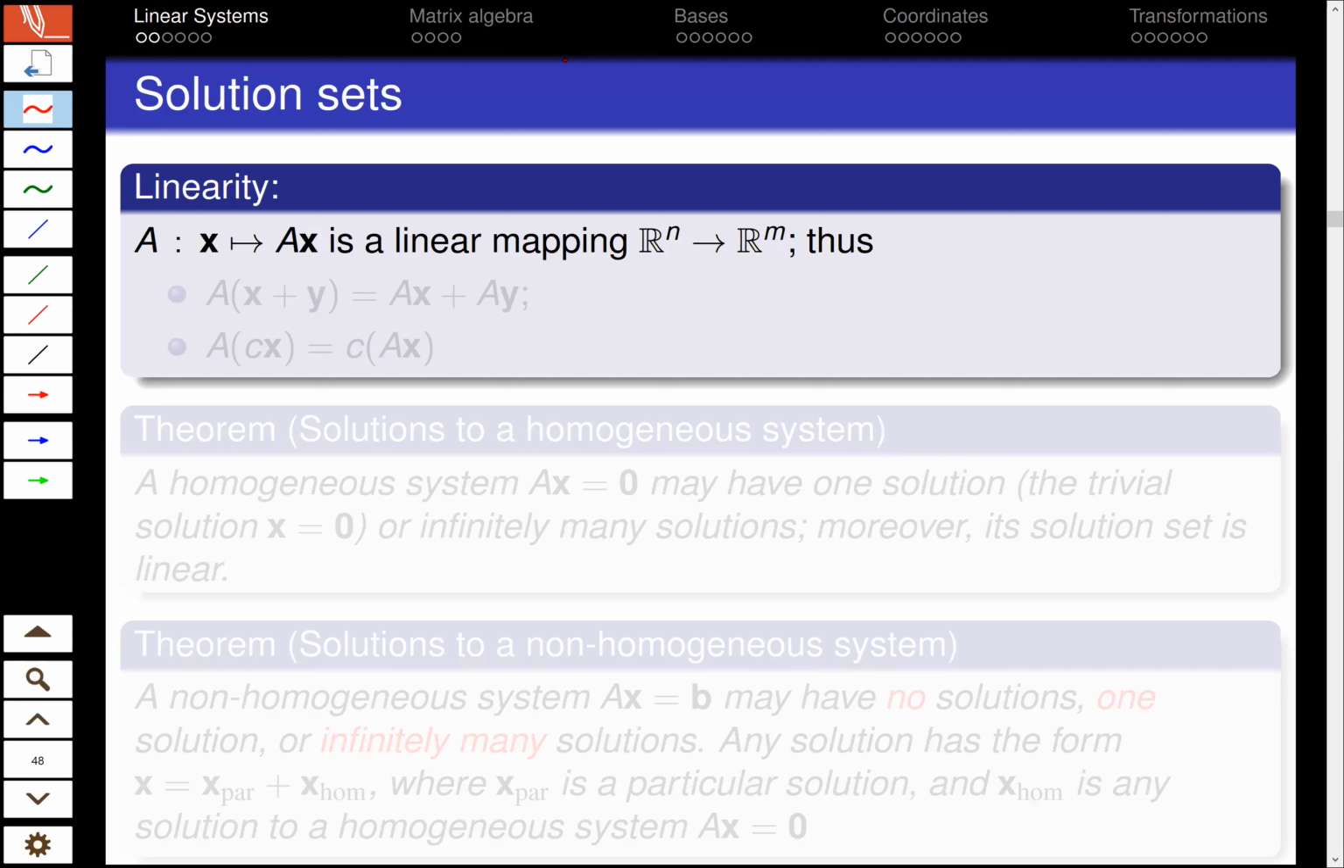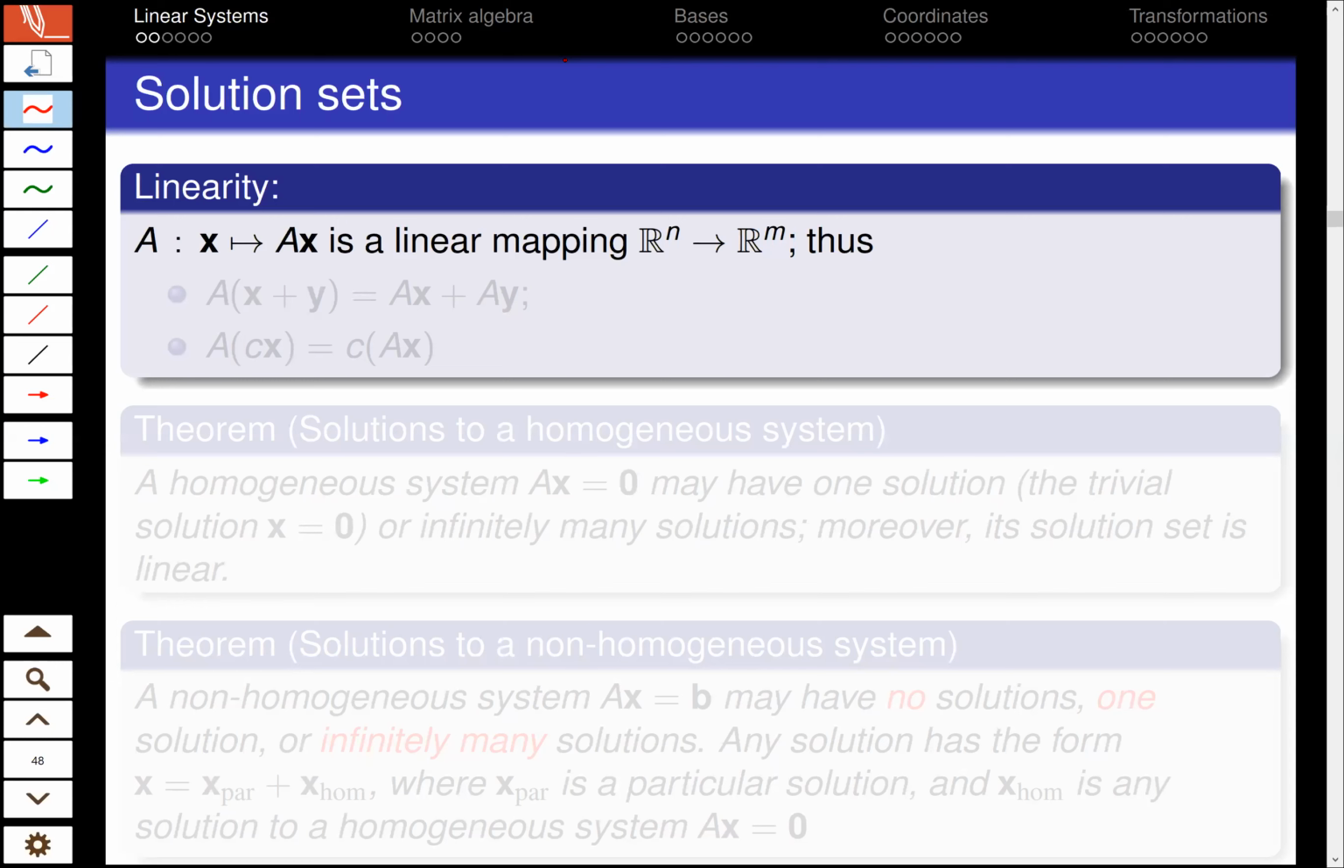Just to stress, all matrices in this course are m times n in size. Whenever I use m and n in this course, m is the number of rows and n is the number of columns. So although the matrix has size m times n, it acts the other way around: not from Rm to Rn, but from Rn to Rm.